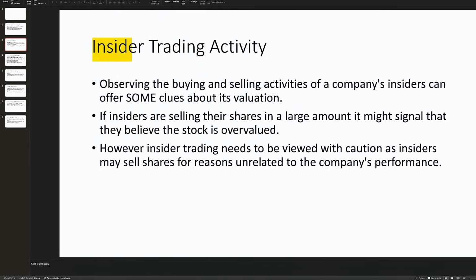All right. Insider trading activity. Observing the buying and selling activities of a company's insiders can offer some clues about its valuation. If insiders are selling their shares in large amounts, it might signal that they believe the stock is overvalued. However, it needs to be viewed with a lens like, okay, just because insiders are selling, they may sell shares for reasons unrelated to the company's performance.